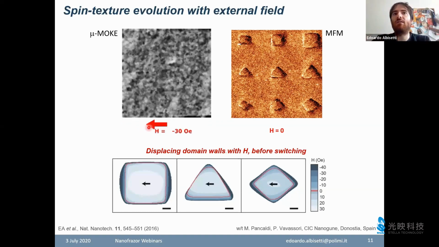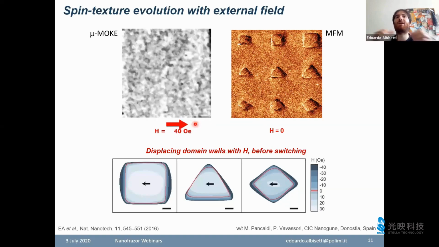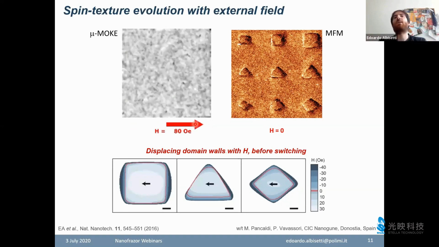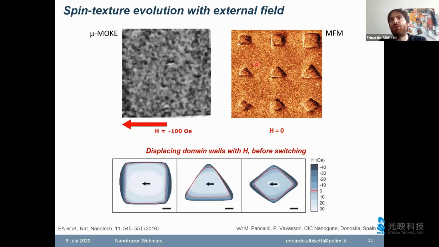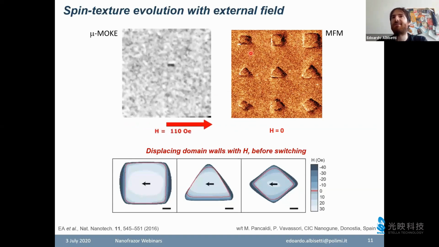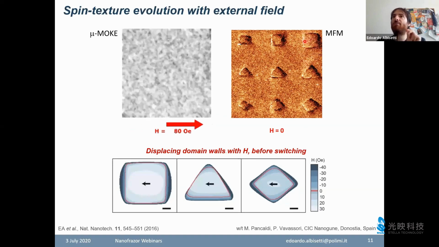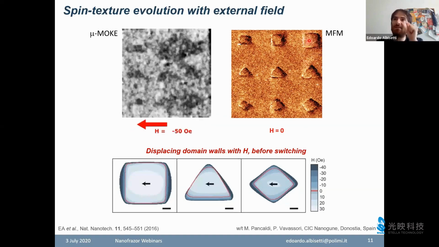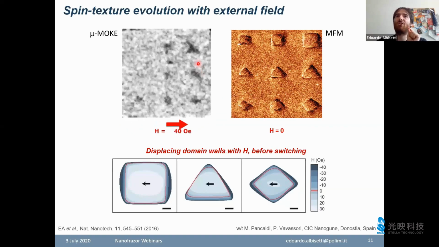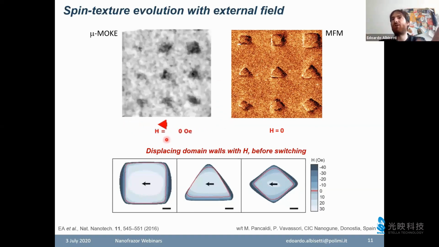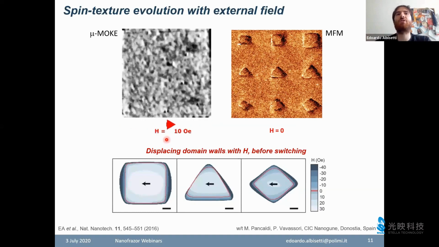And when you reach a high enough field, you actually rotate all the magnetization in the direction of the field. But then when you go back to zero, you retrieve your original pattern state. And this is because the information of the shape of the pattern is actually written in the antiferromagnetic layer, which is not the one that you visualize here. So when you remove the field, you go back to the original pattern and configuration.